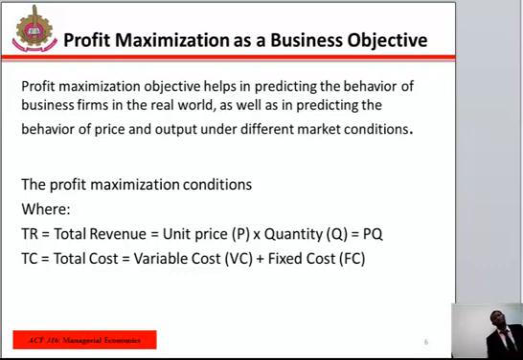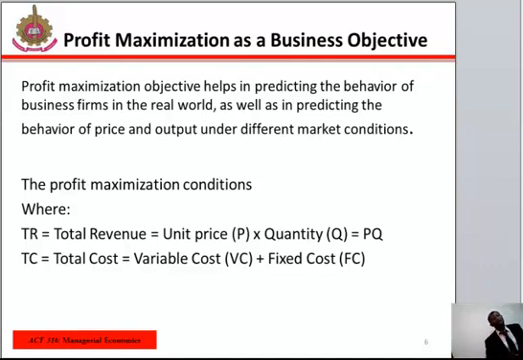Profit maximization objectives help in predicting the behavior of business in the real world, as well as in predicting the behavior of price and output under different market conditions. Profit maximization has two major theoretical conditions. We have the profit maximization condition where the total revenue is equal to the price times quantity, and the total cost is equal to the sum of variable cost and fixed cost.